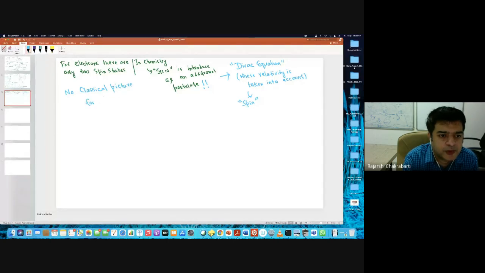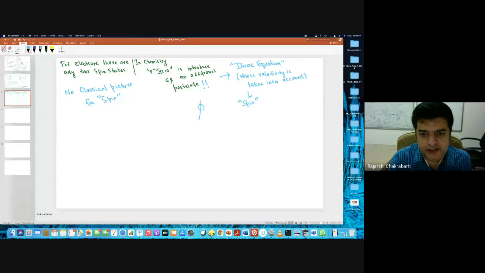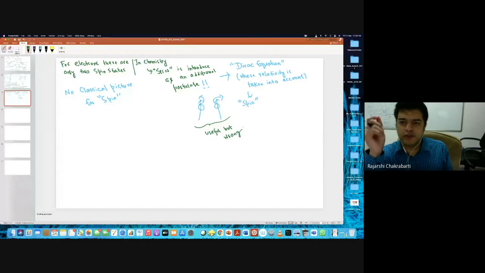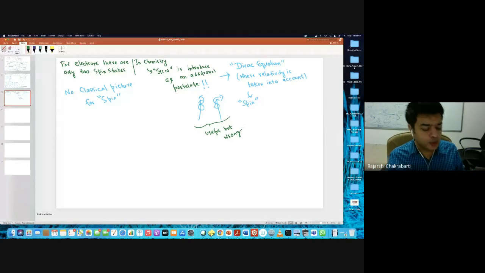For spin. This is very important. Sometimes you have a picture like this. These pictures are useful, but wrong. Okay? So, electron revolving around its axis clockwise, anti-clockwise. But anyway, you know there are only two spin states. Okay?